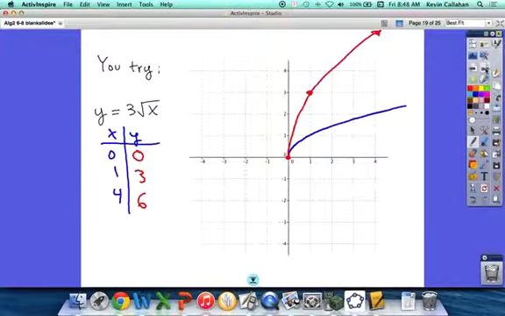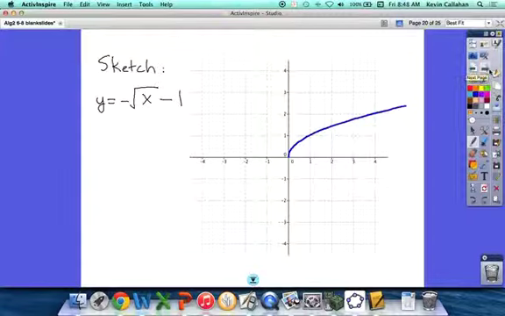Okay, let's see. What 2 things are going on in this one? Okay. So this minus means flip. And the -1 means it's outside the function, so it's down, right? So we're going to take this thing here.